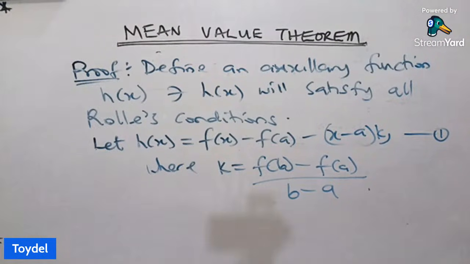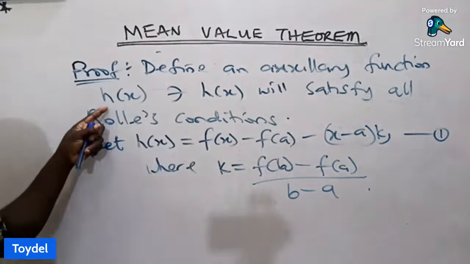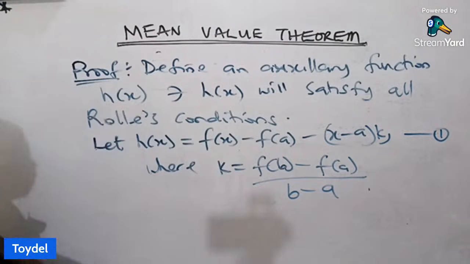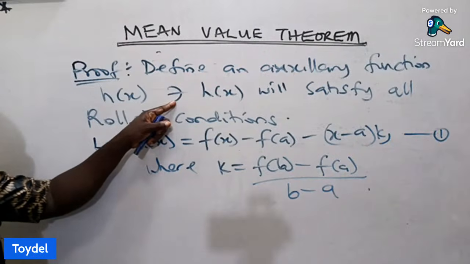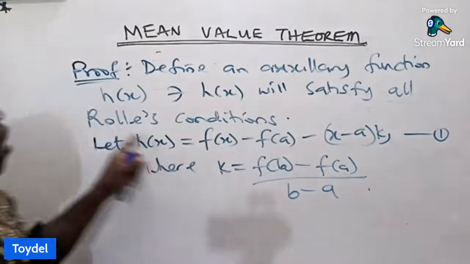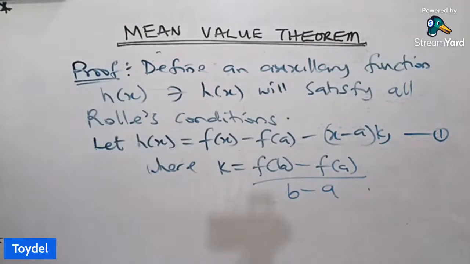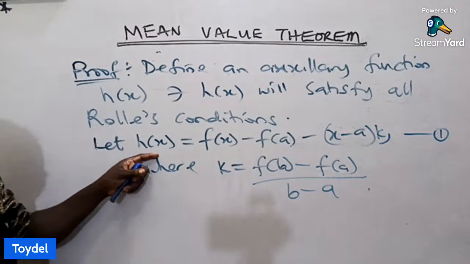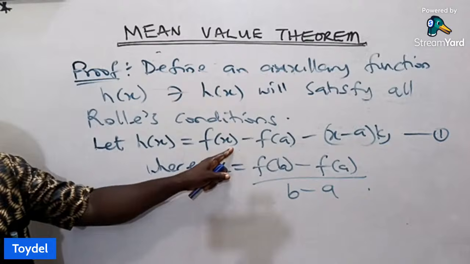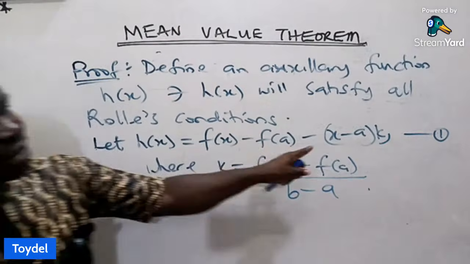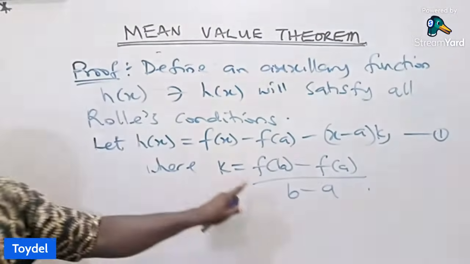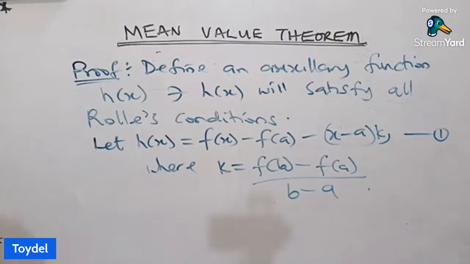So in order to prove the mean value theorem, we are going to make this statement. We define an auxiliary function, in this case we call it h of x, such that h of x will satisfy all Rolle's conditions. We now let that auxiliary function h of x be defined as f of x minus f of a minus (x minus a) into bracket k, where k is equal to f of b minus f of a all over b minus a.